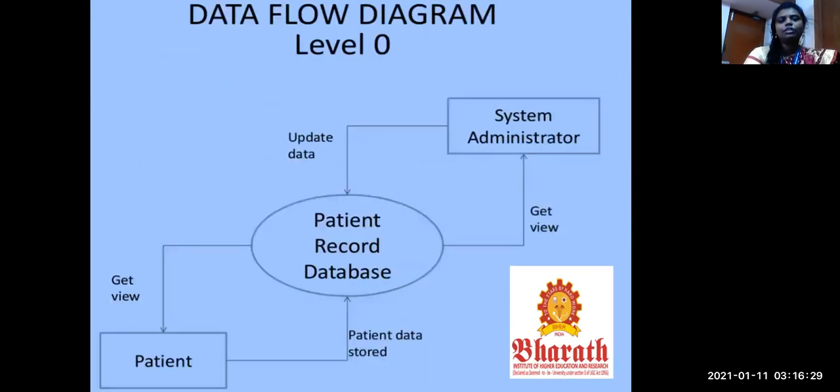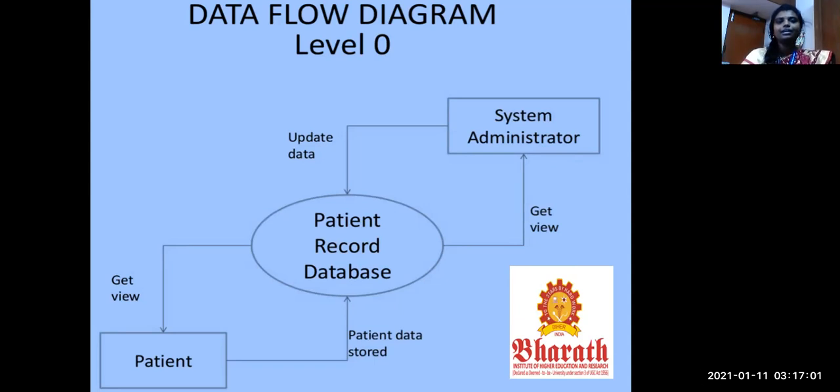Then it will have three levels. First, level 0. Here we have the patients record database. In the patient record database, they will store the patient's data. Once the patients come here, the patient data is stored entirely, and it will be viewed by the system administrator. And from the system administrator, if any update is needed, it will be updated in that database, and it is again viewed by the patients.